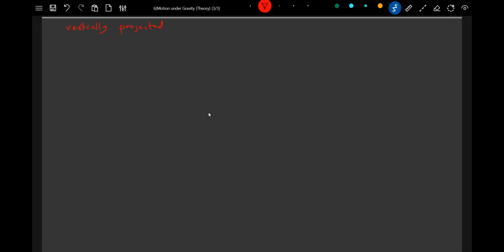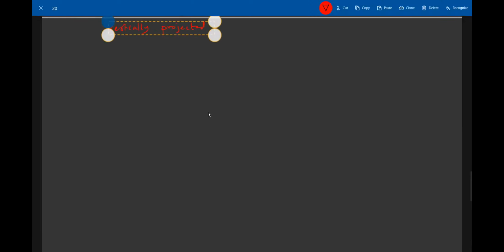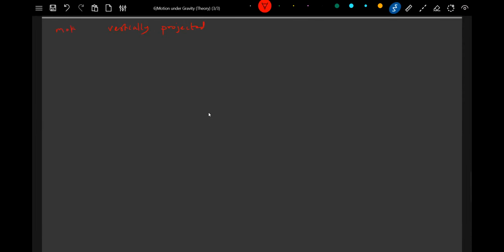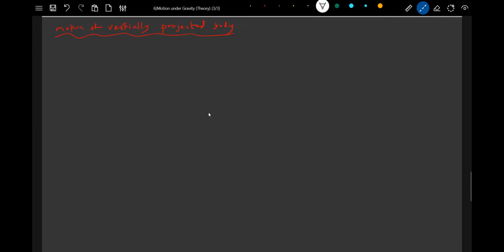Vertically projected. Motion of vertically projected body. We have to describe the motion of a vertically projected body, so let me take this as the ground.